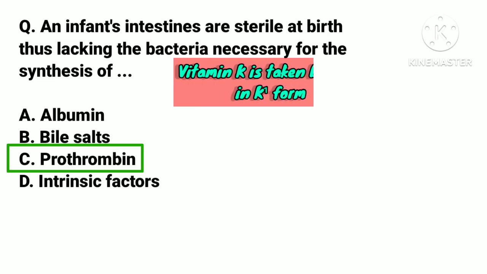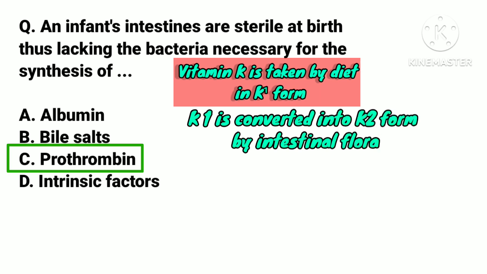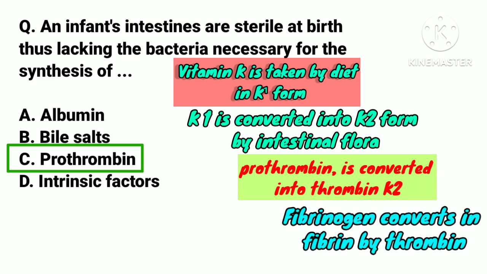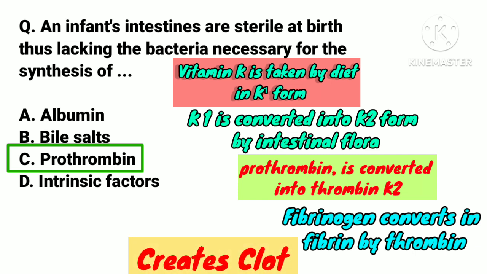Prothrombin. Vitamin K is taken orally through diet in K1 form. This K1 is converted into K2 form by intestinal flora, which is known as absorbable vitamin K. This K2 activates clotting factor 2nd, 7th, 9th and 10th. The clotting factor number 2nd, that is prothrombin, is converted into thrombin by K2. Fibrinogen converts into fibrin by thrombin. This fibrin creates clotting action now.